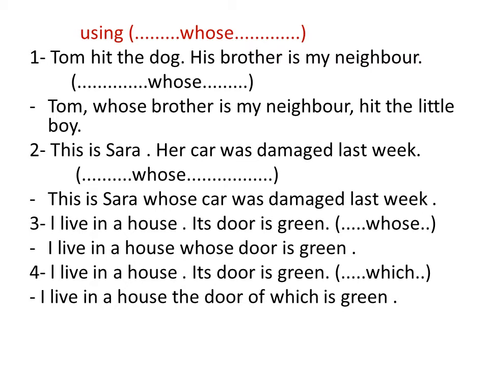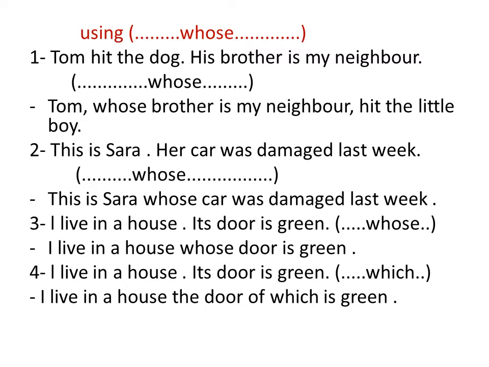So here we have the possessive adjective its, so we will omit it and we will put whose after the noun house in the first sentence. So the answer will be, I live in a house whose door is green. Actually, my dear students, in this example, he can ask us to use which instead of whose, and it will give us the same meaning.